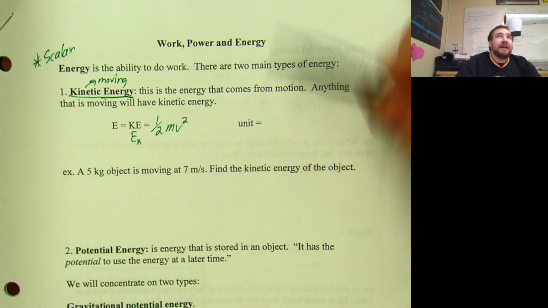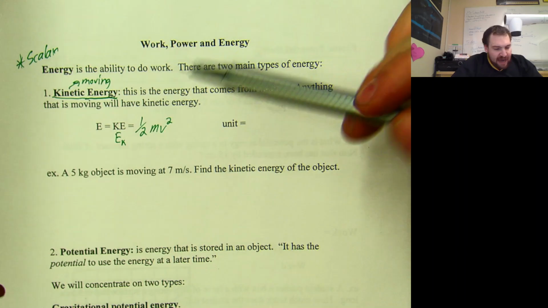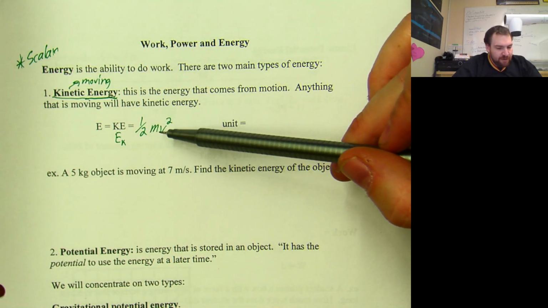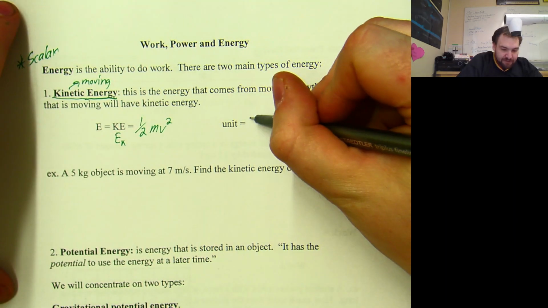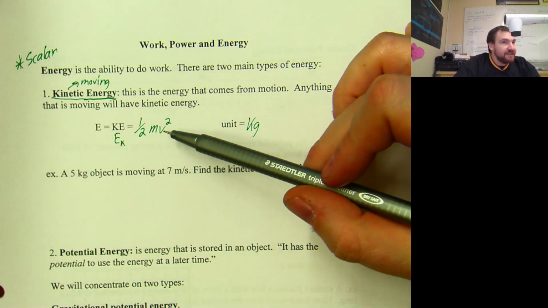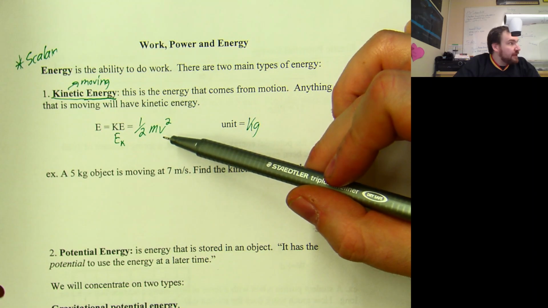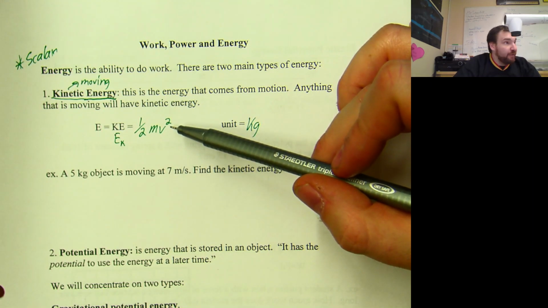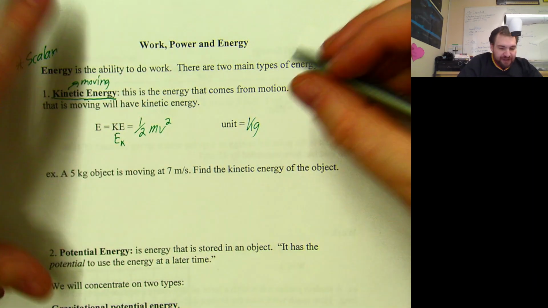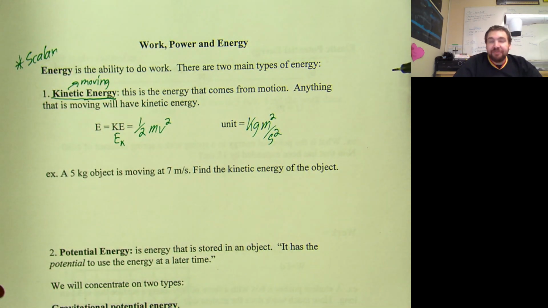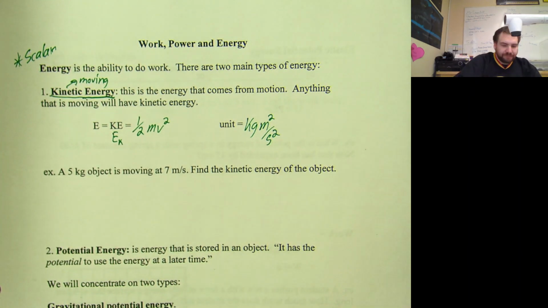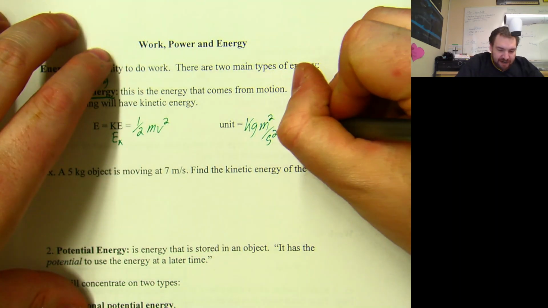Now in the units, there's a couple ways we can talk about the units here. The units for mass are kilograms. The units for velocity are meters per second, and we're going to square velocity. So the units for this are going to be kilograms meters squared per second squared. That's kind of gross.